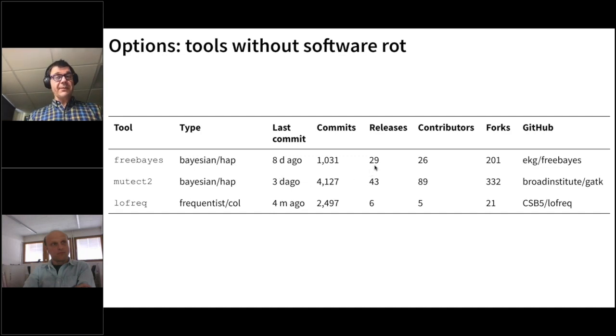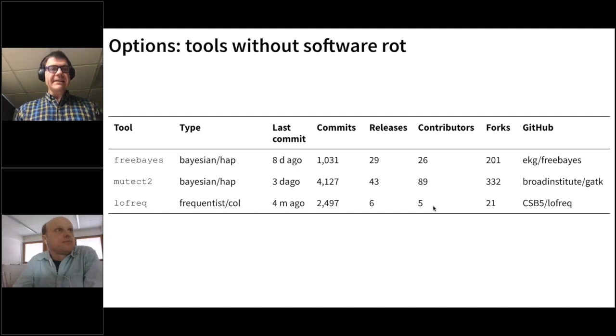There is a large number of commits. There are regular releases. There are more than one contributor. Many people fork this code. And so these are all good signs. Freebayes and Mutect are Bayesian variant callers, and they're haplotype-based variant callers. LoFreq is a frequentist. I'll talk a little bit about how this works, and it looks at individual columns in the alignment, so it ignores the neighborhood.